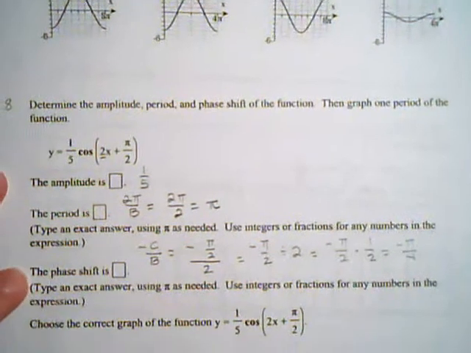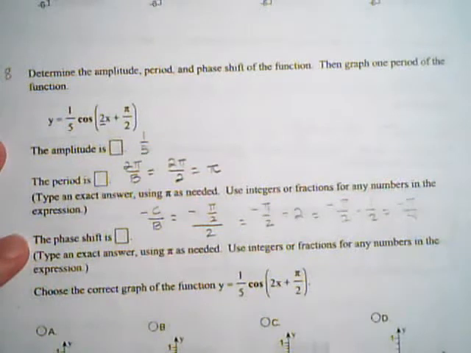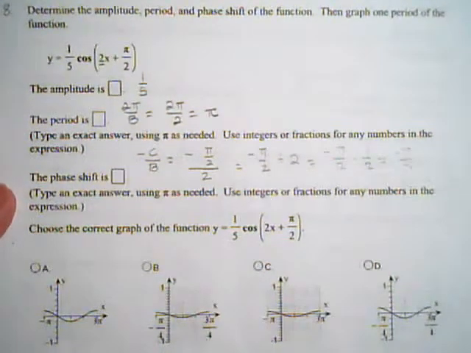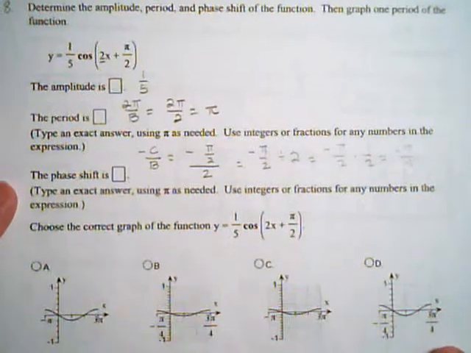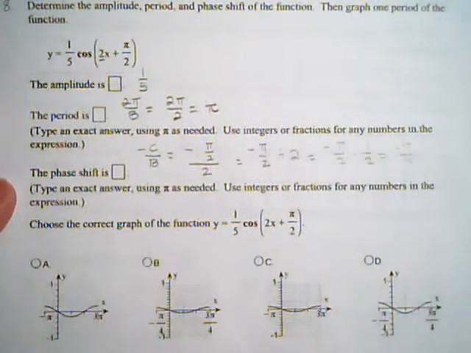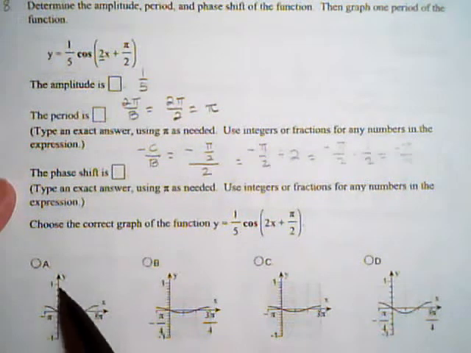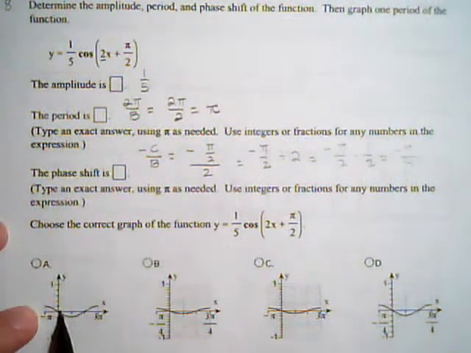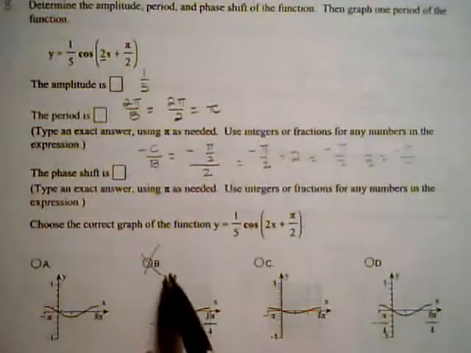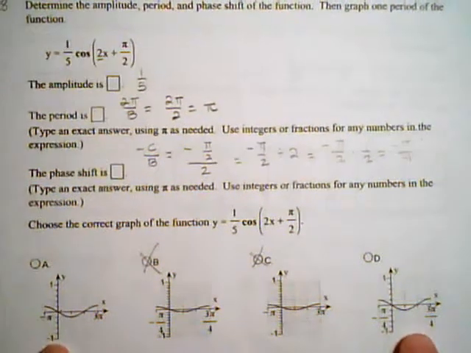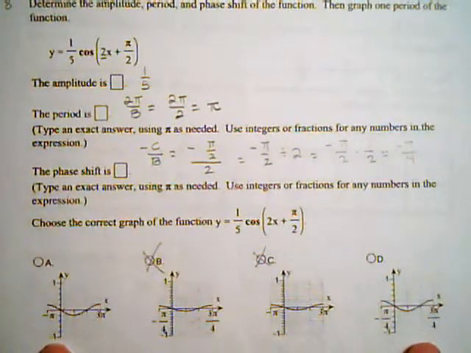correct graph. So again, I'm going to look at amplitude. This is not a reflection, so none of these are reflections. Amplitude is 1/5, so we can tell this is divided into equal segments here. We can tell this has an amplitude of 1/5. B does not. C does not. D does.